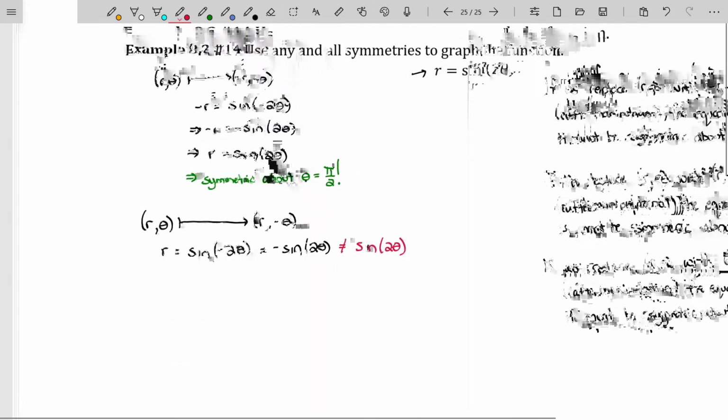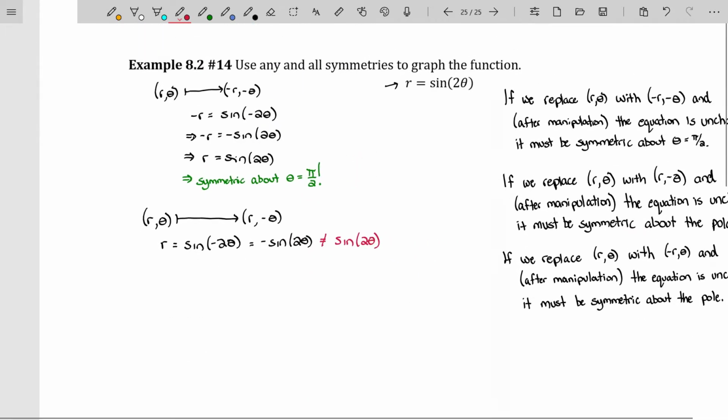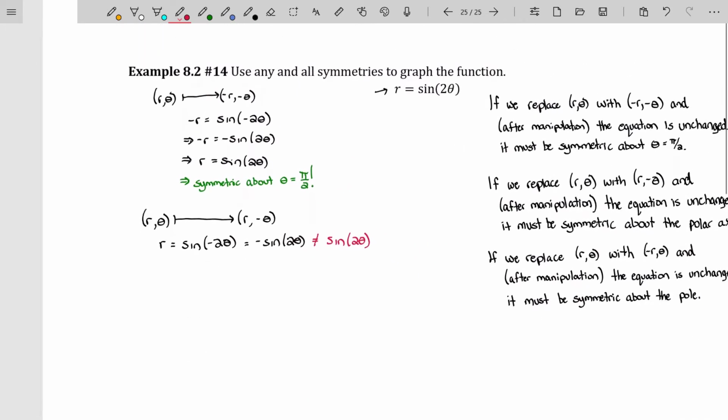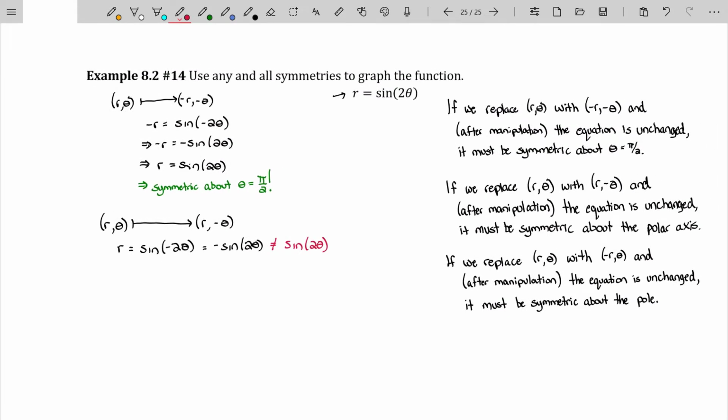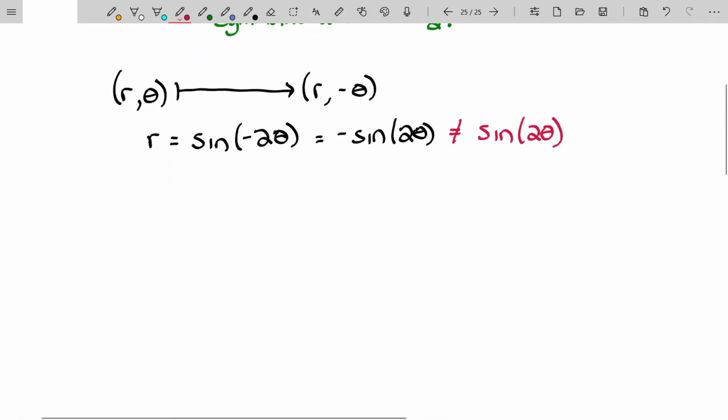What if we replace r comma theta with negative r comma theta? If after some manipulation the equation remains unchanged from the original equation, then we know it's symmetric about the pole. So we can rotate things 180 degrees.